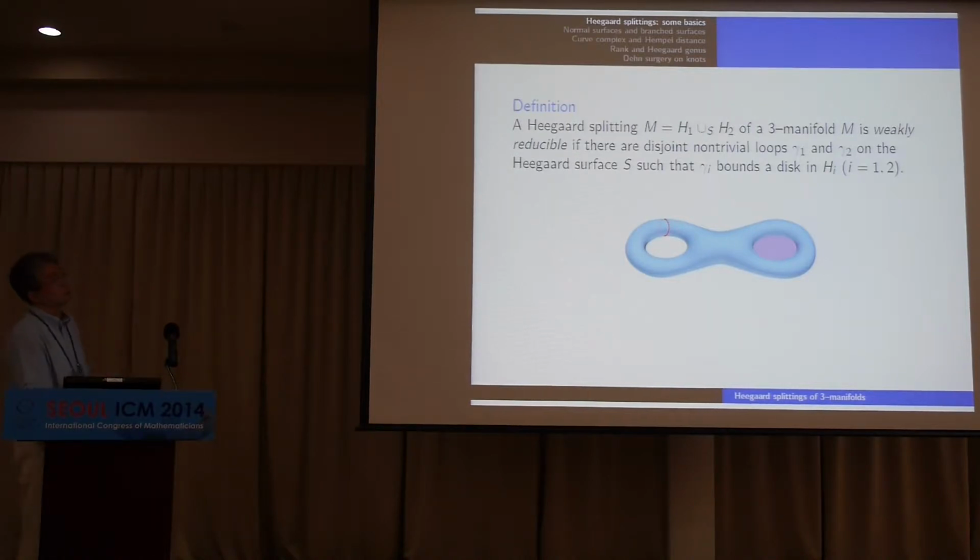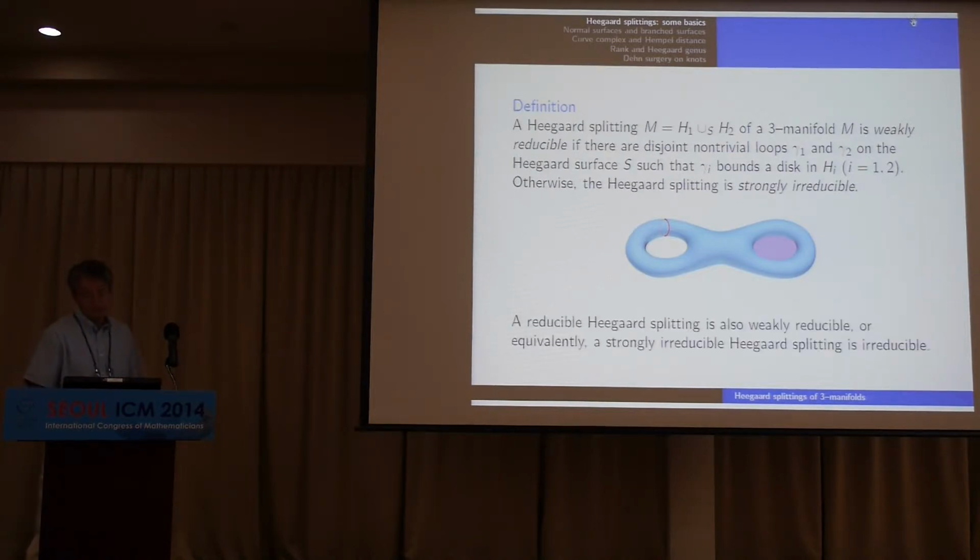So whenever you see this type of picture, this Heegaard splitting is weakly reducible, and if you do not see this picture anywhere, then this Heegaard splitting is called strongly irreducible. And weakly reducible is really weaker than reducible, because if your Heegaard splitting is reducible, meaning you have a curve bounding a disk on both sides, you just slightly move one disk off the other disk, and you basically get a pair of disks with disjoint boundaries. So a reducible Heegaard splitting is always weakly reducible, and equivalently, a strongly irreducible Heegaard splitting is also irreducible, so it's really stronger.